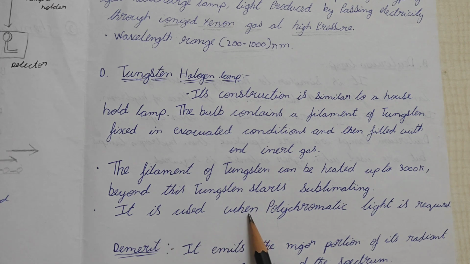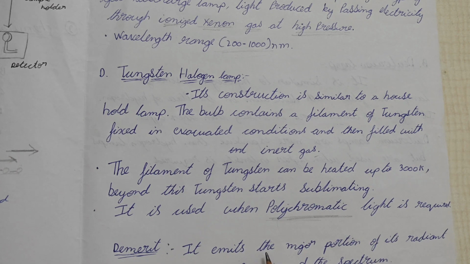It is used when polychromatic light is required. The tungsten halogen lamp is used only when polychromatic light is needed. It produces multiple chromatic light. It covers all the ranges, all the UV regions, so it's called a polychromatic light.